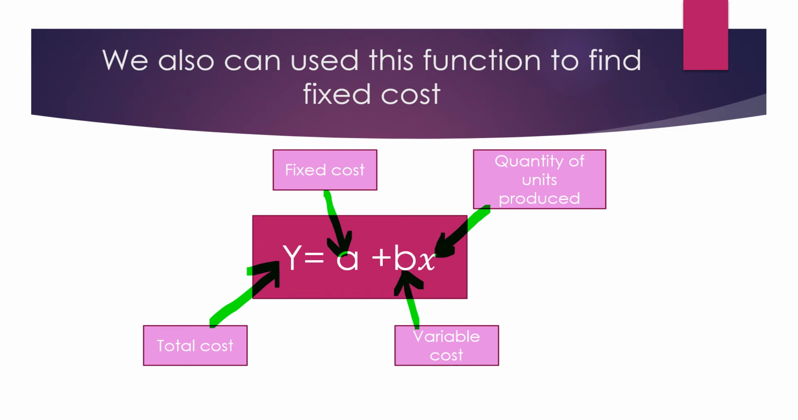We also can use this function to find the fixed cost. This function is y equal to a plus bx. Y is the total cost, a is the fixed cost, b is the variable cost, and x is the quantity of units to produce. We can use this function to find either fixed cost or variable cost.